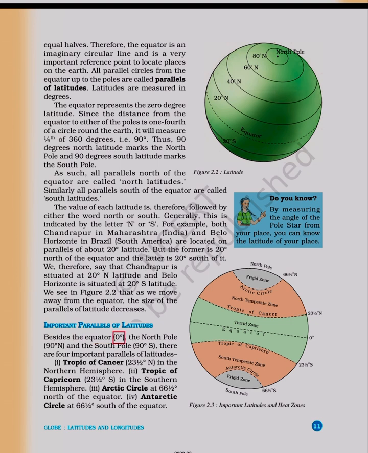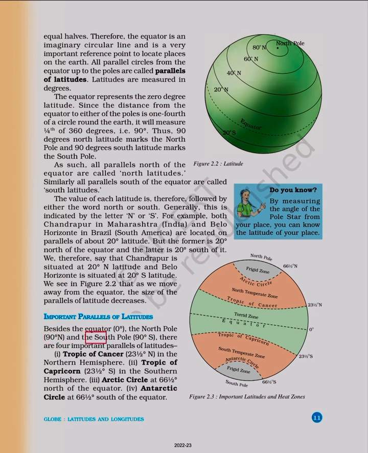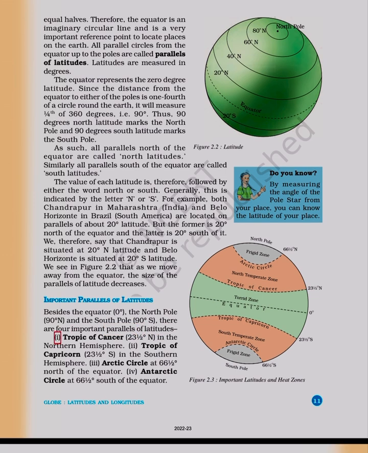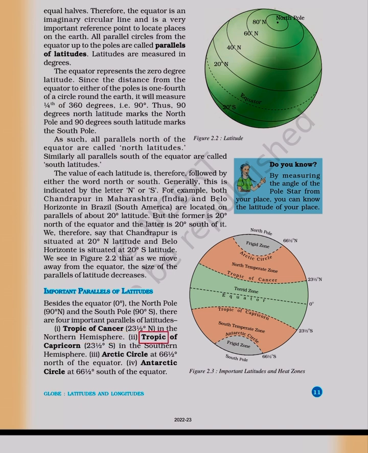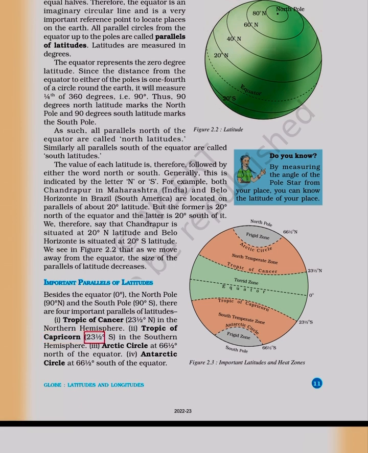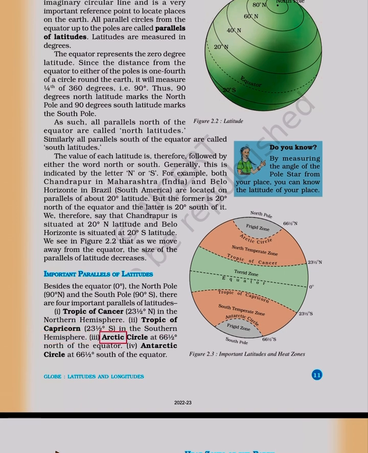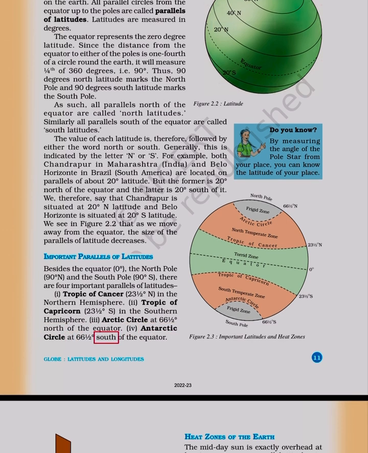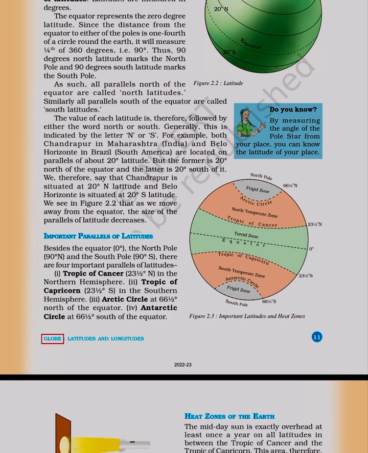Important parallels of latitudes. Besides the equator 0 degrees, the North Pole 90 degrees N and the South Pole 90 degrees S, there are 4 important parallels of latitudes. 1. Tropic of Cancer 23½ degrees N in the northern hemisphere. 2. Tropic of Capricorn 23½ degrees S in the southern hemisphere. 3. Arctic Circle at 66½ degrees north of the equator. 4. Antarctic Circle at 66½ degrees south of the equator. Figure 2.3 Important latitudes and heat zones.